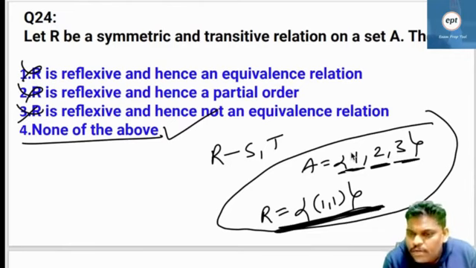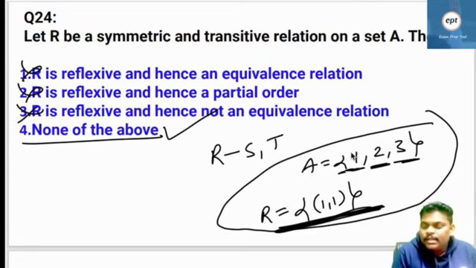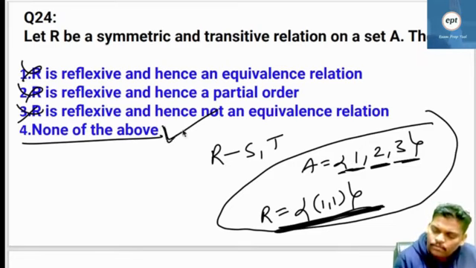Someone is saying number of equivalence relations. He is not asking number of equivalence relations. He is asking, let R be a symmetric and transitive relation on set A, then R is reflexive. How can you say that? Reflexive means 1, 1 should be, 2, 2 should be, 3, 3 should be, right? Yeah. So answer is 4.